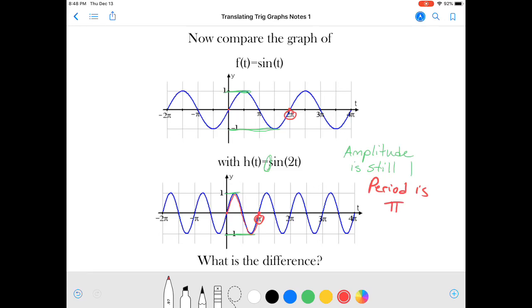So in this case, instead of a bigger number causing the graph to get larger, it actually shrank the period of the graph. So when you have a number inside of the parentheses, you're actually going to divide our normal period of 2 pi by that number. So when we do 2 pi divided by 2, we get pi, which is our new period of this graph.